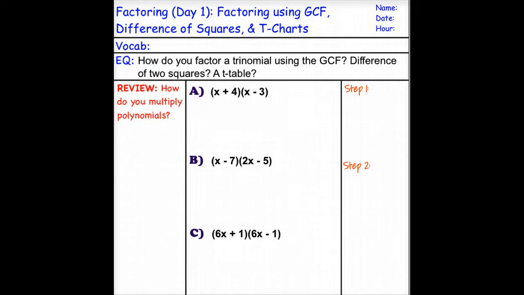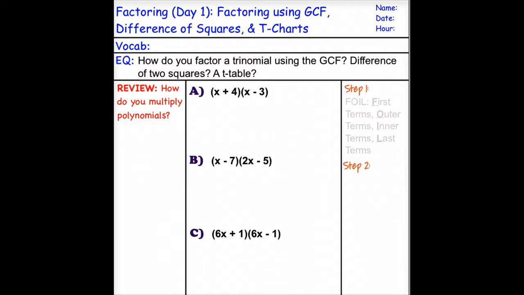Today we start the first of 3 days of factoring, working today specifically with using the GCF, the difference of squares, and T-charts to factor. But before we can get started with any of the factoring, as I discovered from last week, we need to review multiplying polynomials. So I want to take a look at some examples.